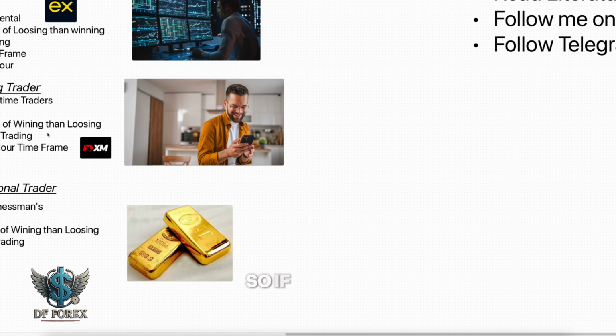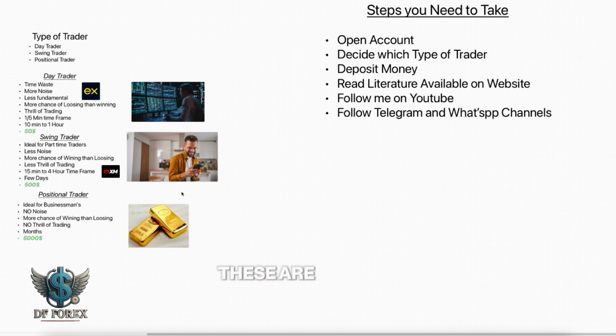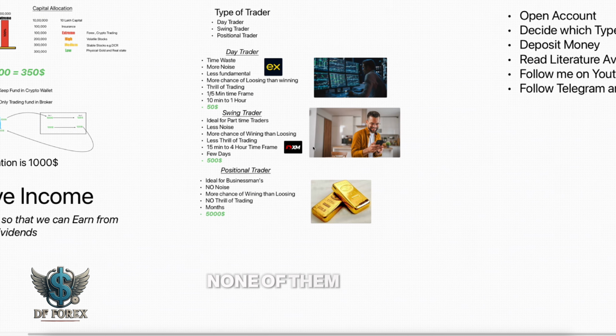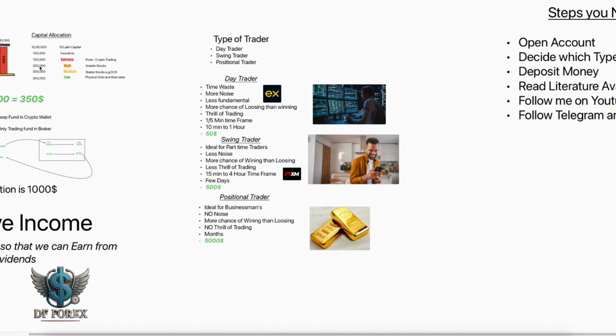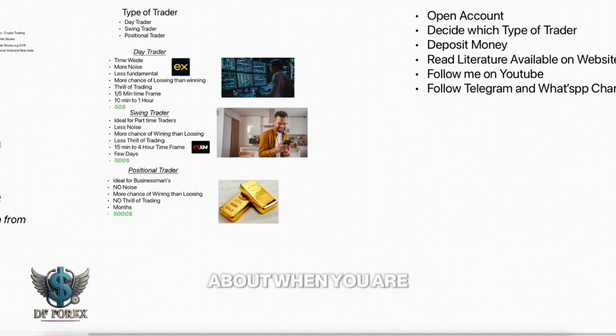So if you're a day trader or scalper, XNS. If you're a swing trader, go for XM. These are the two that I would say are better, although none of them is a hard and fast rule as the best of all. There are some advantages that I have told you. Okay, so these are some things that you need to understand when you are selecting a broker.